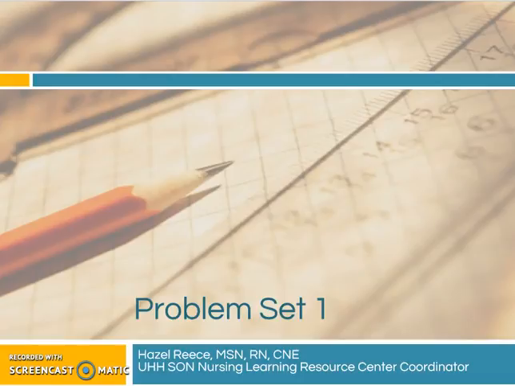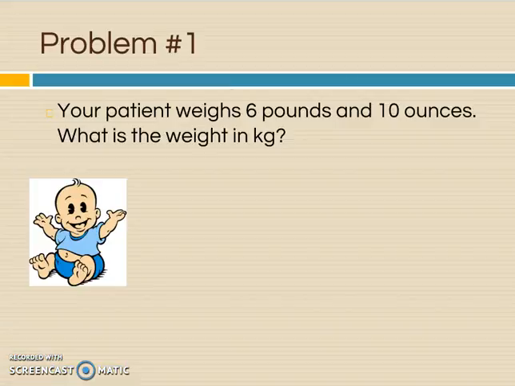This video will show you how to change from the metric system over to pounds and ounces and vice versa. So our first problem is: the patient weighs 6 pounds and 10 ounces. What is the weight in kilograms metric?